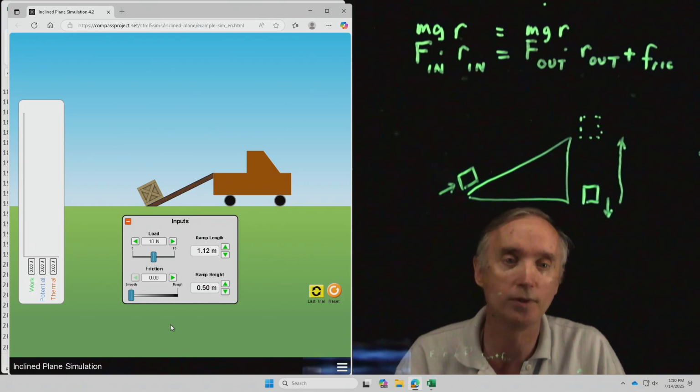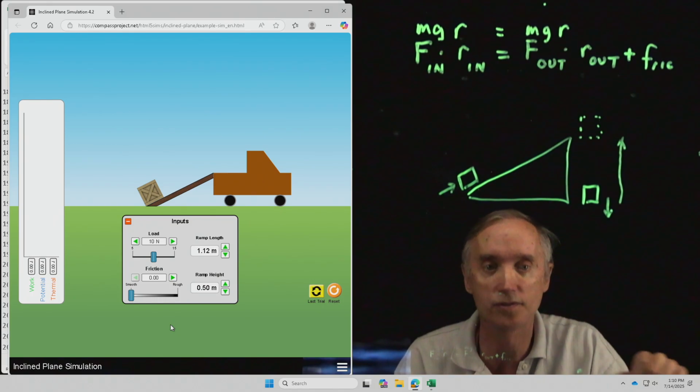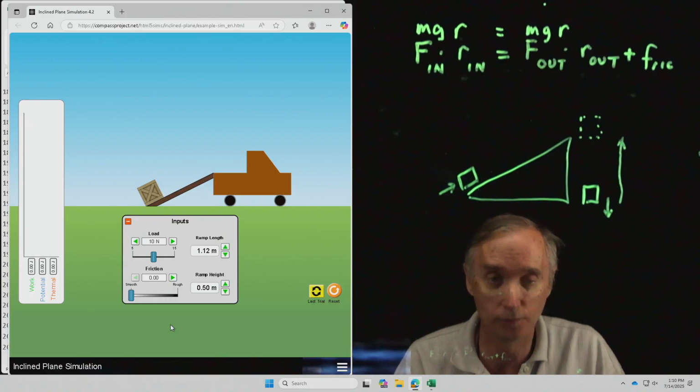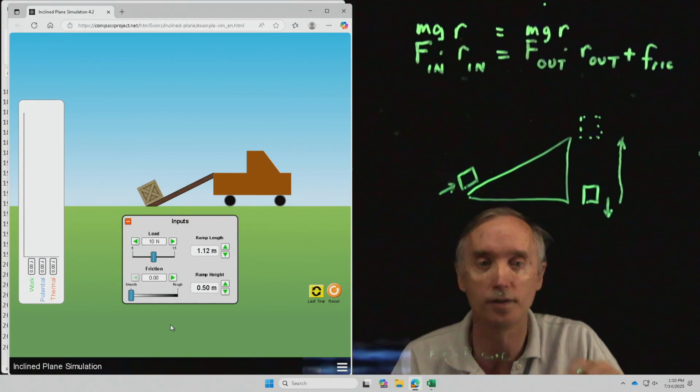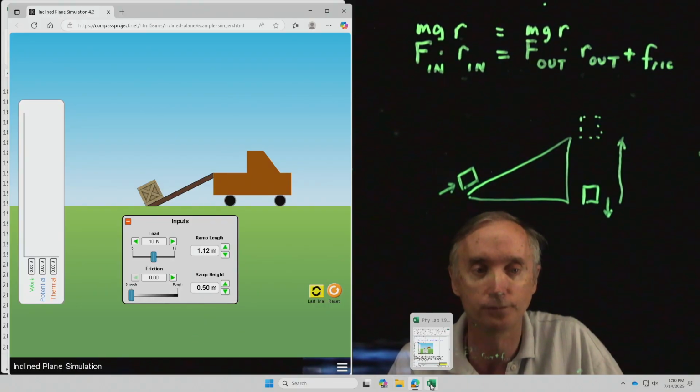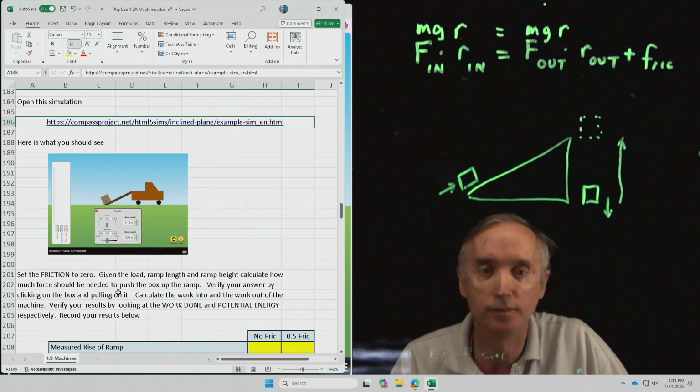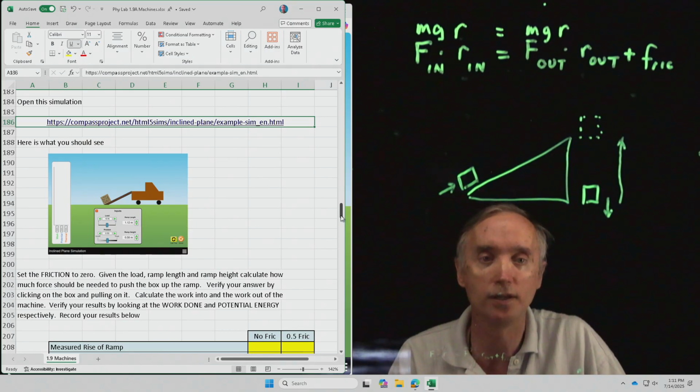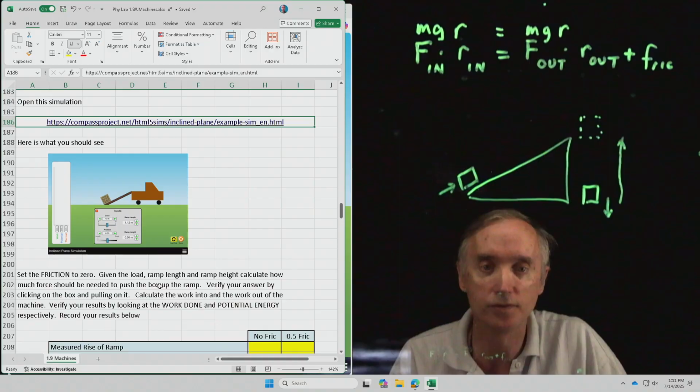Now after you've done the simulation, you can turn up the friction just to see what the difference is going to be. But we're going to keep it simple to start off with 0 friction on that. Given the load, the ramp length, and the ramp height, calculate how much force should be needed in order to push the box up the ramp. Okay, so you can get what the load is, you can get the length of the ramp, and you can also get how high that you're lifting it off the simulation.